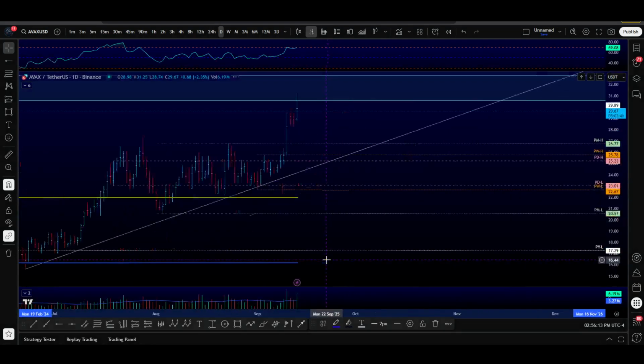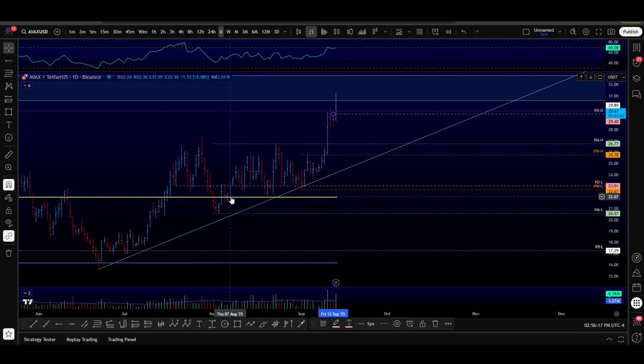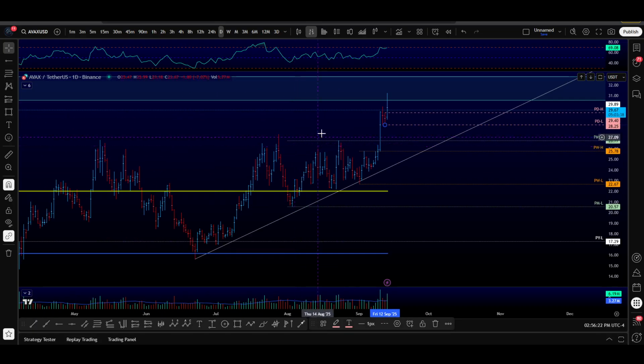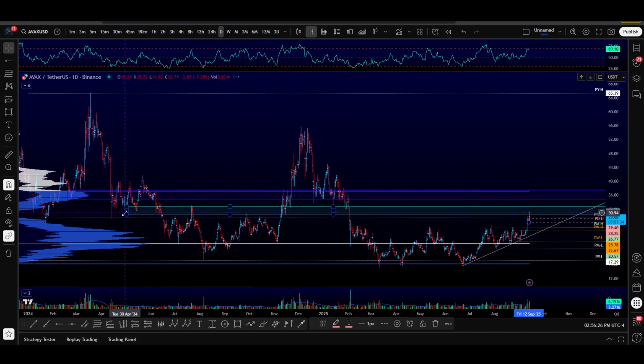Let me go ahead and update this daily really quick. It's been a very long time. Let's see here. All right. So as you can see, right, no areas to enter a long trade. We are at clear resistance, right?